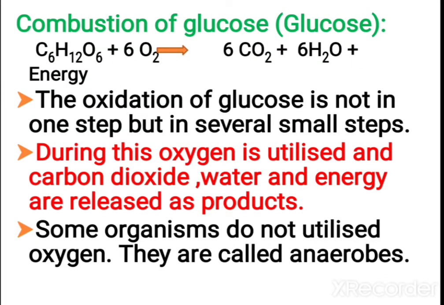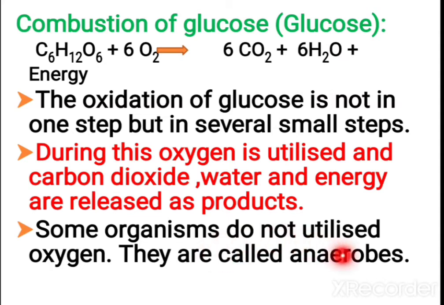Here, during cellular respiration, mainly the combustion of the substrate, that is glucose, C6H12O6, in the presence of oxygen breaks it down and results in the production of carbon dioxide, water and energy. The oxidation of glucose is not one step, but occurs in many small steps. We will study those steps in glycolysis in the next part. So during this process oxygen is utilized, and carbon dioxide, water and energy are released as products.